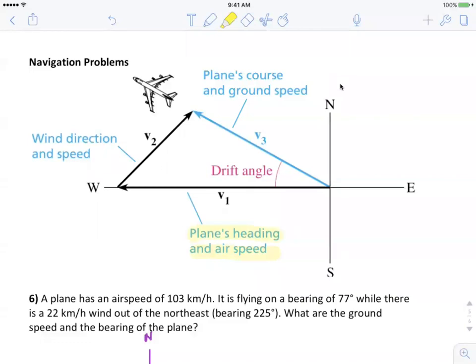However, we have wind, direction and speed, happening maybe something like this going in that direction. The resultant of those two would be what's called the plane's true course and ground speed, due to this drift angle. So let's try an example. The key is to get these pictures drawn right so that you can find the angles geometrically and then use law of sines and cosines to solve the triangles.